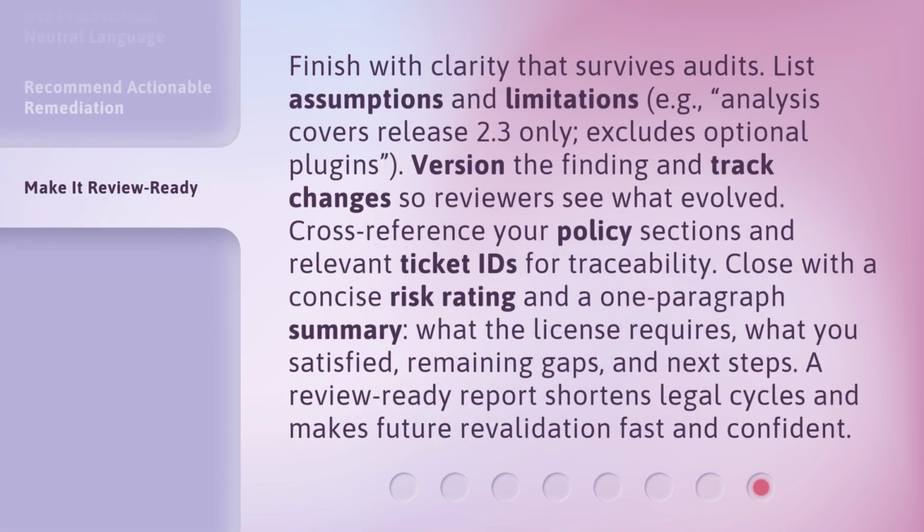Finish with clarity that survives audits. List assumptions and limitations. E.g., analysis covers Release 2.3 only, excludes optional plugins. Version the finding and track changes so reviewers see what evolved. Cross-reference your policy sections and relevant ticket IDs for traceability.